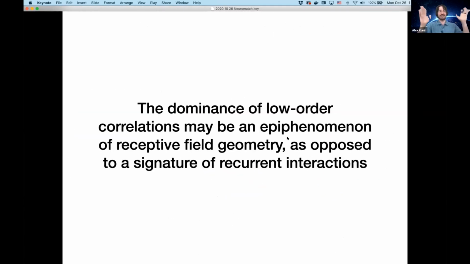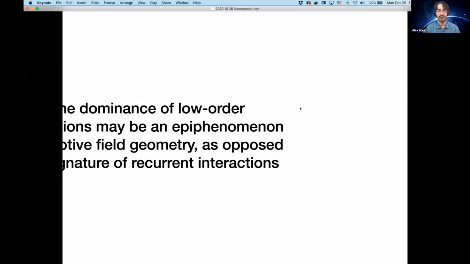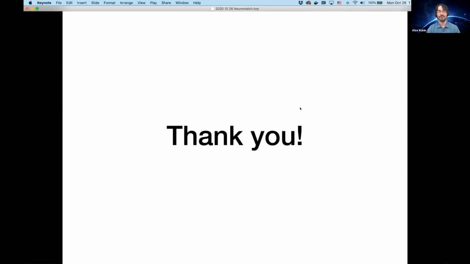So the bold statement I will make at the end is that the dominance of low order correlations in these populations may be an epiphenomenon of receptive field geometry, as opposed to some recurrent interactions or things like that. So with that, thank you. I'll take any questions. I think I might have a minute.